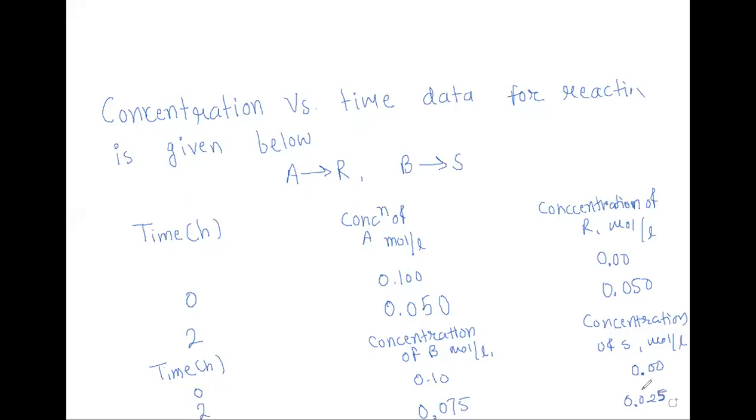Okay, both tables are given. Based on it, they ask some questions. The question is still incomplete. Concentration versus time data are given for two reactions, A gives R and B gives S. Based on the data, they ask some questions. Once the data is written, I will go to the question. What things do we have to calculate?